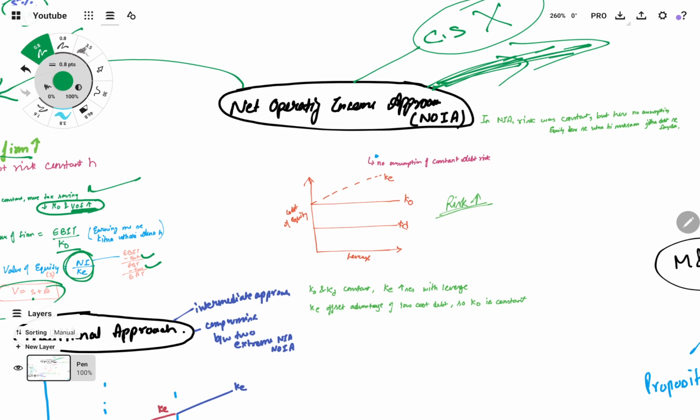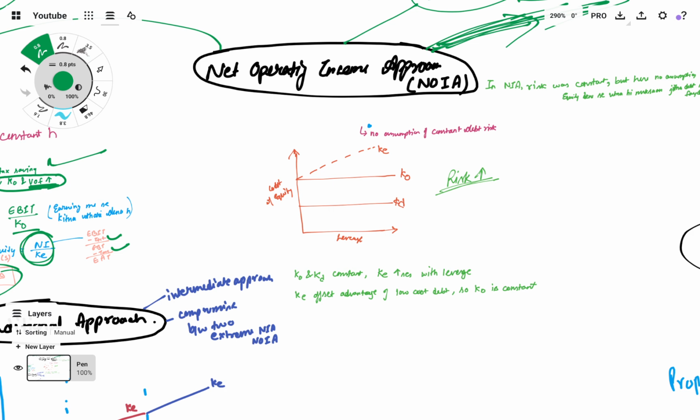So here what happened, by this diagram you can understand: the cost of debt is constant, but the cost of equity increases, because with leverage you are taking more and more debt. If you take more debt, the equity shareholders face risk, and they will expect more returns, so you have to give them more returns. That's why the cost of equity will increase here.